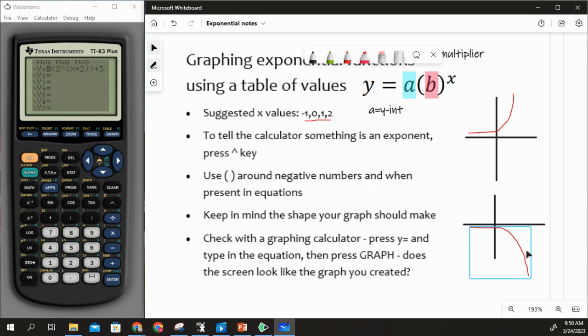Then if you need to check any of your points, you can use the table menu from the calculator. It's been a while since we used it. That's just second graph, and that'll pull up whatever the table is, all right? And then you could also look at the graph to double check that your graph looks the way it should, okay? So we're going to do 3 examples, and then you are going to try 2 of them on your own, all right?